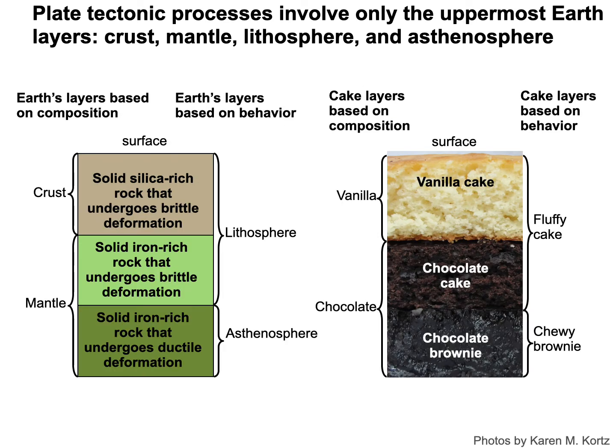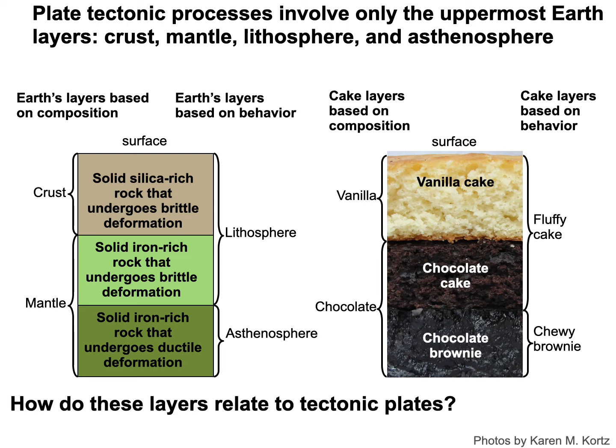This can be somewhat confusing, so here's a food analogy that might help. That's also a great idea for your next birthday cake. The crust is similar to the vanilla cake. It's made of something different than the layers below it. Just like the vanilla cake is different in composition than the chocolate layers below it, the crust is different in composition than the layers below it. The vanilla cake and the chocolate cake have the same kind of behavior. They're both fluffy cake. That's like the crust and the uppermost layer of mantle below it. They're both brittle in their behavior.